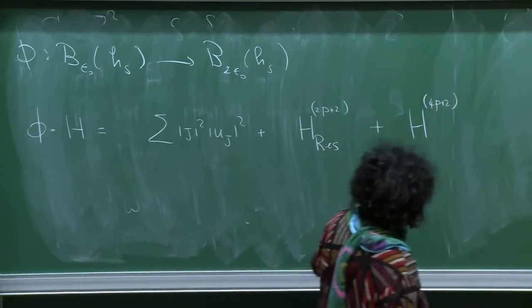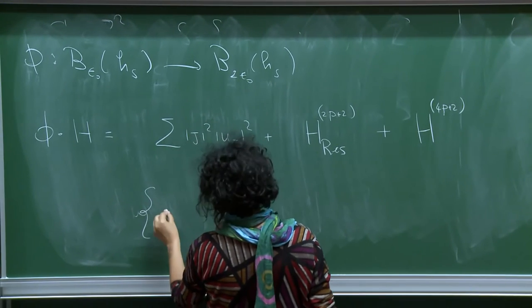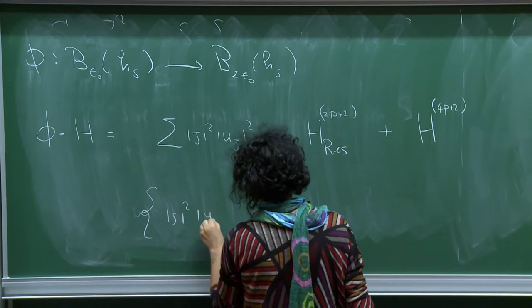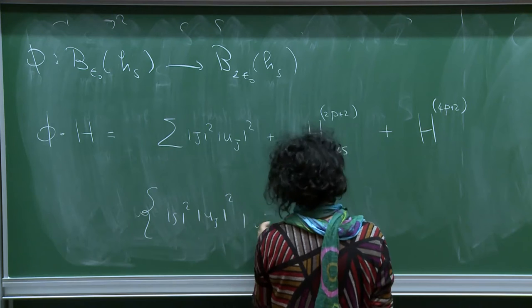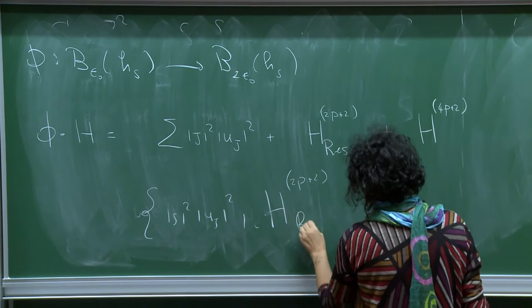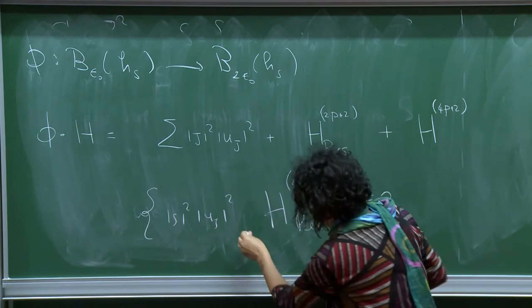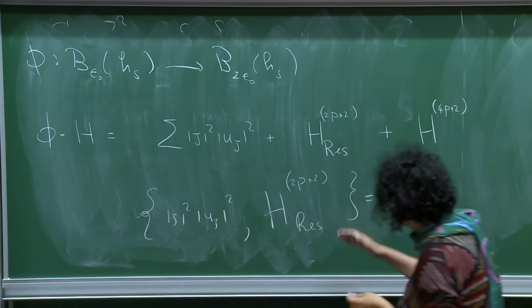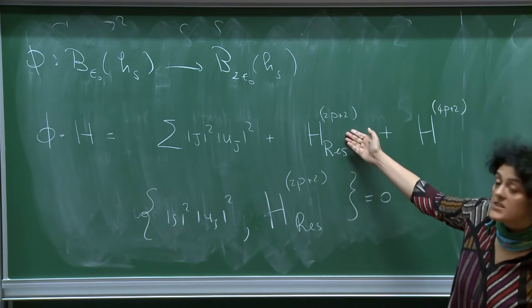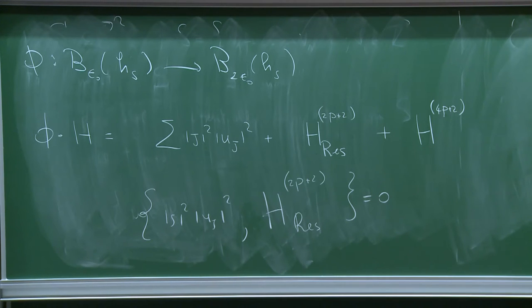So in particular, what you will have, then I will compute, is that the Poisson bracket between these is zero. Okay? And this defines this polynomial uniquely. I will compute it for you explicitly.